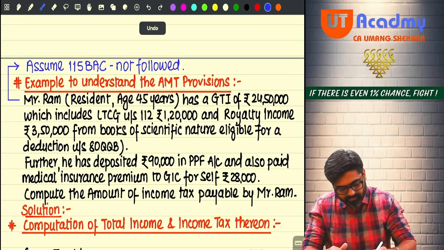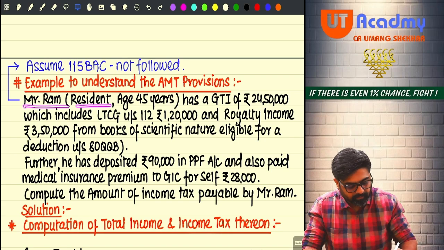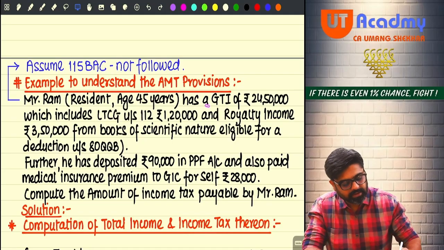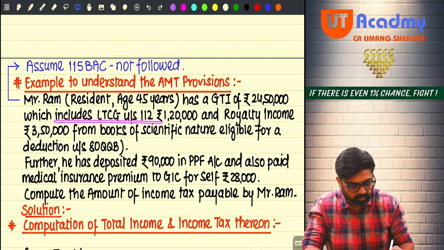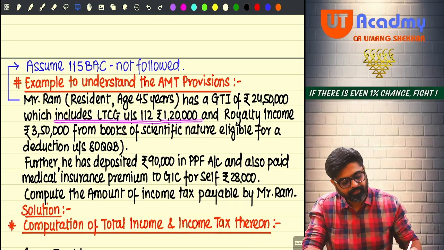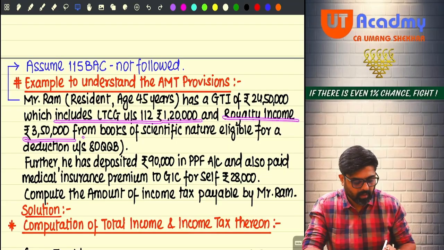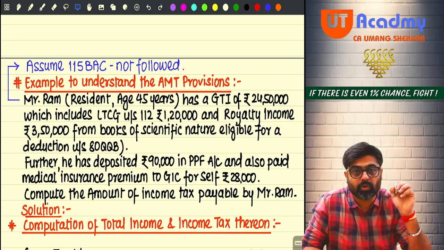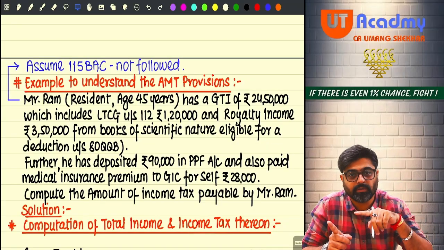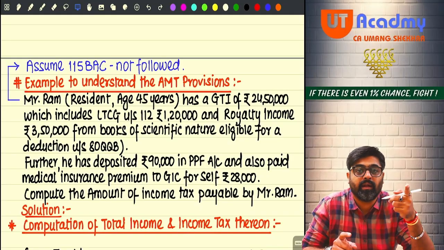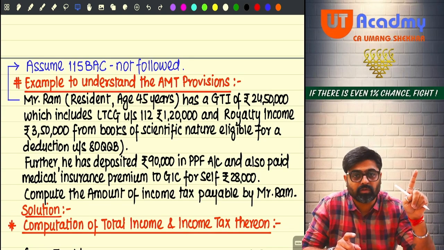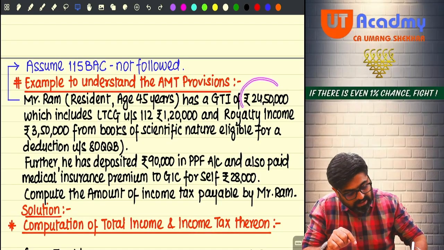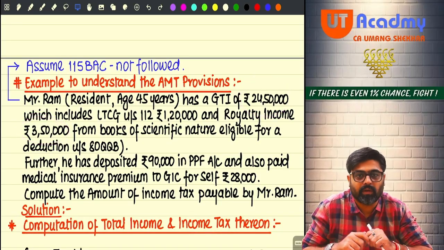Mr. Ram, he is a resident, age 45 years, meaning that he is not a senior citizen. His GTI is 24 lakh 50, which includes LTCG under section 112, 1 lakh 20, and royalty income 3 lakh 50 from books of scientific nature. Meaning the royalty which he is earning is from eligible books. So he must be an author, a resident individual writing artistic, literary, scientific books. So whatever royalty he has earned and shown taxable in his GTI, his GTI includes qualifying royalty.